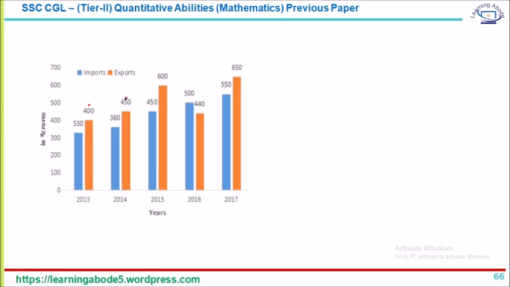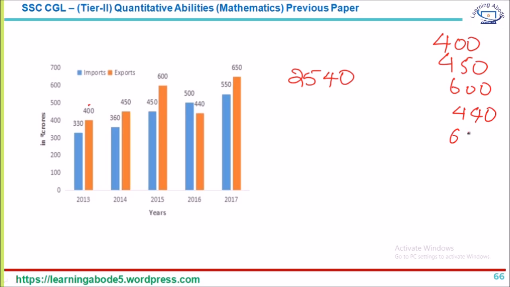So 400 plus 450, that's 850. 1450, 440, and then 650. Okay, that amounts to 2540. Just one second. So I'll better calculate it. So 400, 450, 600, 440 and 650, right? So that's 1000. There's another 1000, 2000, 2100. Okay, so 2540, that's correct, for 5 years.